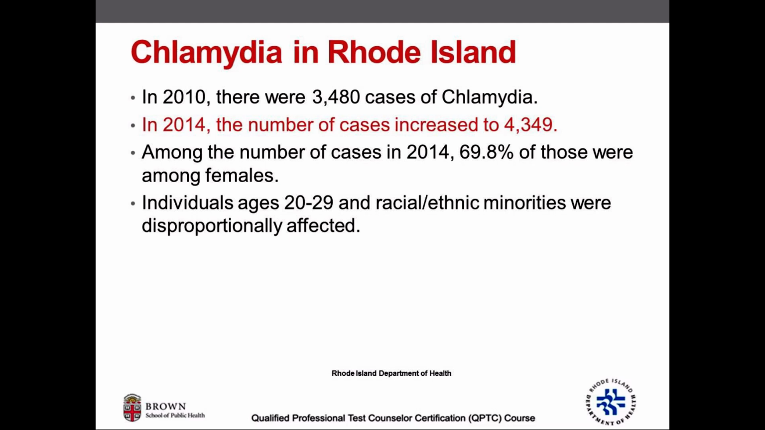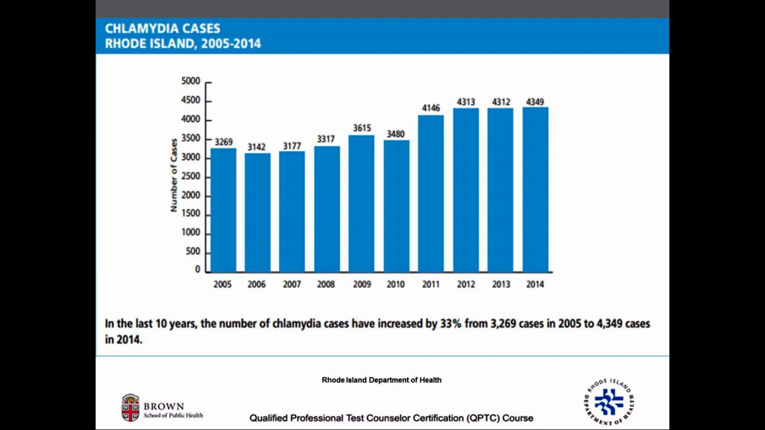In Rhode Island, compared to other STIs, we see a significant number of chlamydia cases. So in 2014, we saw over 4,000, and this continues to increase. Approximately 70% of those cases were among women, with the majority younger. You can see over the last decade that the cases of chlamydia have just continued to increase here in Rhode Island.